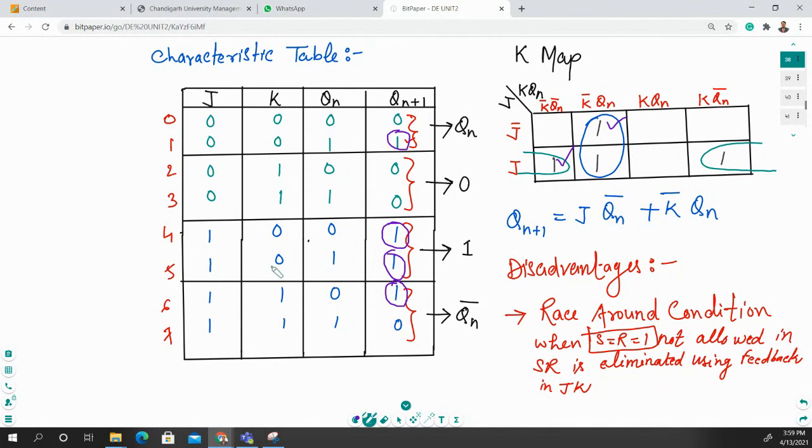The third one is J, K bar, and Qn. This is your third one. And lastly, you will use J, K, and Qn bar. This is the last. And how many possible combinations can you make? You can make 2 possible combinations right here.